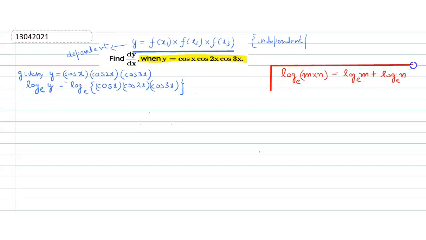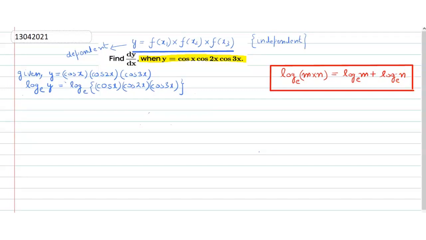This is the very basic property of logarithms that we'll be using to solve our problem. The log of a product can be written as the sum of the separate logs, having the same base, that is e. So log base e of y is equal to, using this property, a sum of the cos terms: log base e of cos of x plus log base e of cos of 2x plus log base e of cos of 3x.